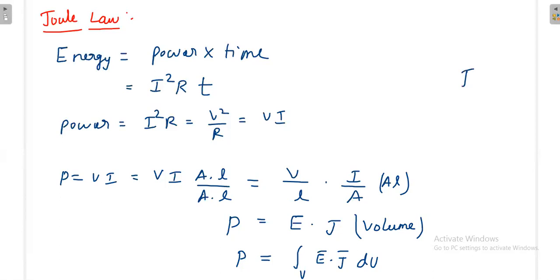Because again, there is one more relationship, J is equal to sigma into E. So this is the energy relationship. Sometimes in the exam, they may give you this format also: volume integral E dot J dV. This is the power.